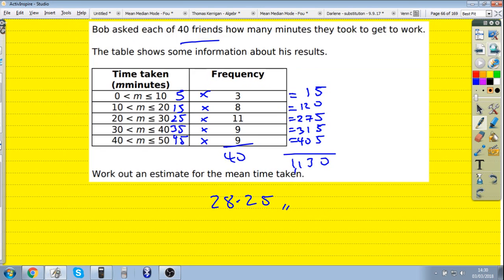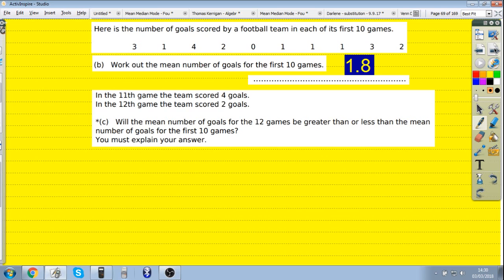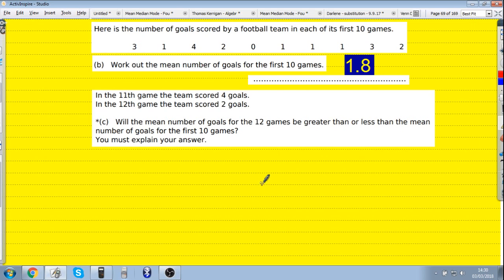No. Okay, so you're good for those table things. They're tricky stuff. Okay, so let's go back to this one. So this was part B. So the mean of these 10 was 1.8. And then you've got part C. So I'll let you read that.